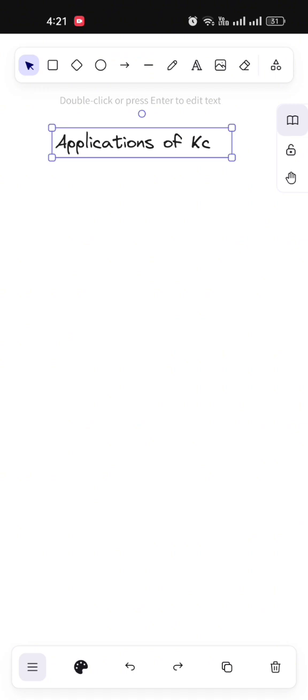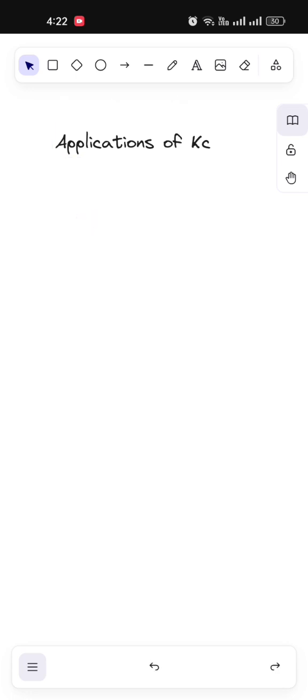In this video we are going to discuss the applications of Kc. We have two applications of Kc: to predict the extent of reaction, and to predict the direction of the reaction. First we will see what the applications of Kc are and why they are beneficial. The applications of Kc are very important for finding the extent and the direction of a reaction. On this basis, these are the two applications of Kc.